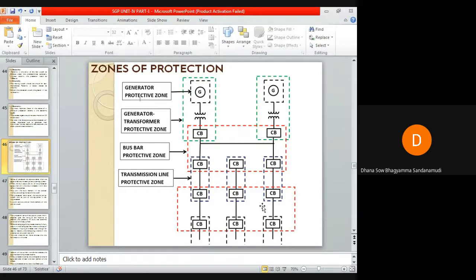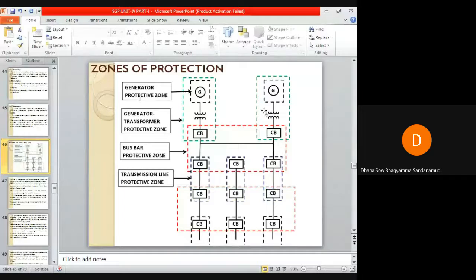So zones of protection are separate zones which are established around each power system equipment. When a fault occurs in any protection zone, only the circuit breaker within that zone will operate. Whatever circuit breaker is there in that zone will operate. Thus only the faulty element will be isolated without disturbing the rest of the system.